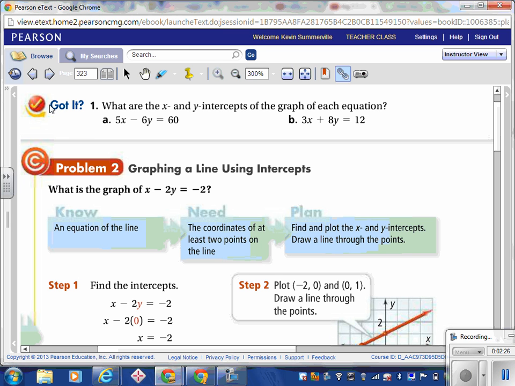Let's go ahead and do Got It number 1. Go ahead and write down for Got It number 1, A, 5x minus 6y equals 60, and B, 3x plus 8y equals 12. Go ahead and solve those and see what the x and the y intercepts are for those two equations.